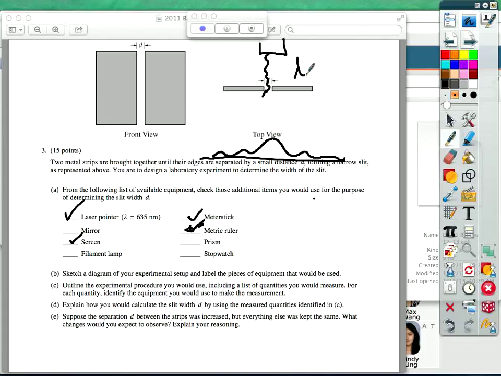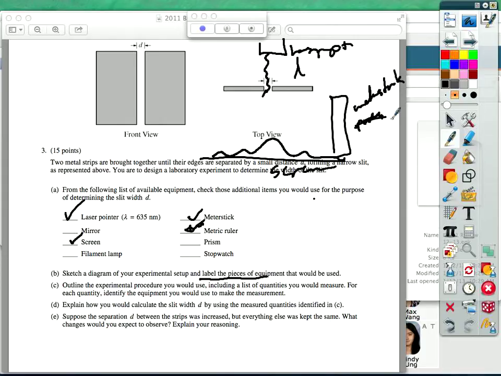So, sketch a diagram of the experimental setup. This is important, okay? I cannot tell you how many people I have dinged for not following the directions. When it says label the pieces, you have to say screen, laser pointer, ruler, or whatever, meter stick. And yes, there are people who are big enough jerks that if you put ruler, they will not give you the point, because you didn't have a ruler, you had a meter stick. Seriously, there were people like that, so make sure you're careful about that.